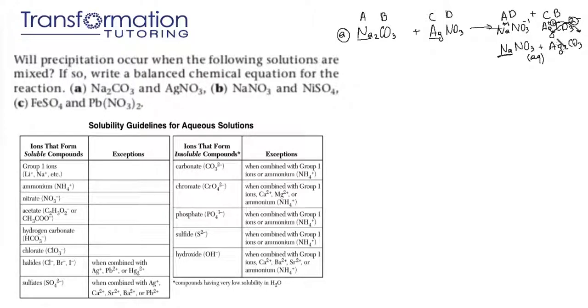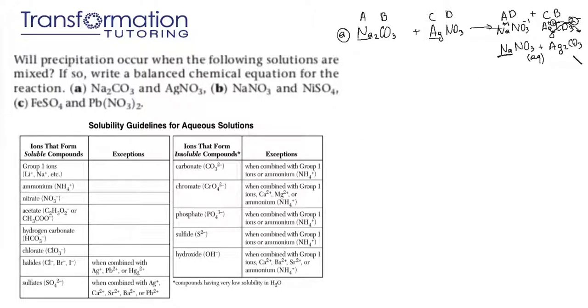Let's go ahead and look at Ag2CO3. We can either look for Ag or CO3. Let's see if we find anything here. Well, I noticed there is CO3 here, and it says it is insoluble unless it is combined with group 1 or ammonium. Well, Ag is not group 1, and it is not ammonium, therefore this is insoluble.